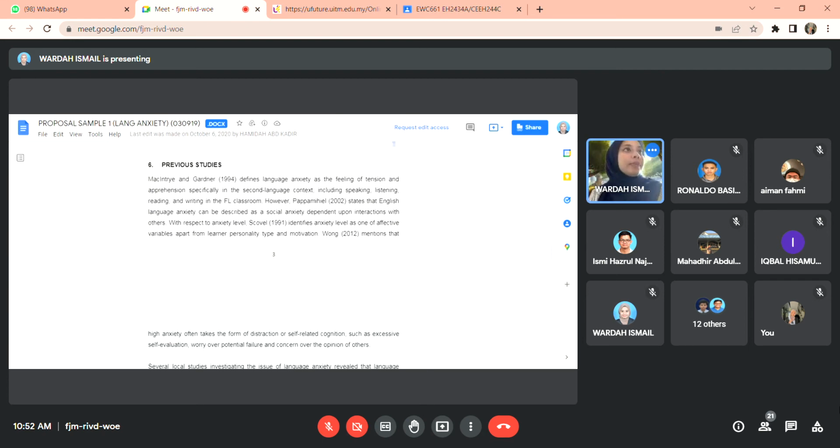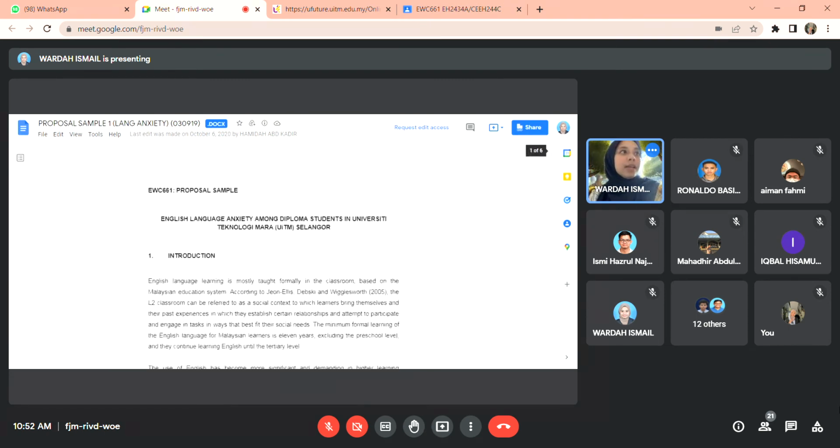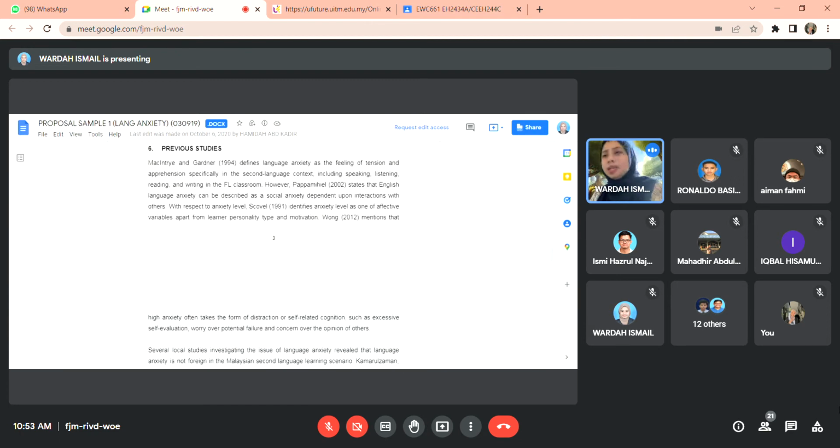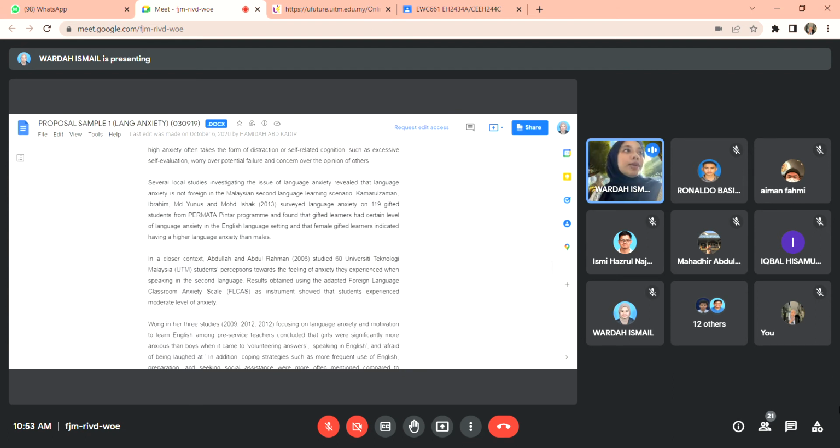For example, topik yang ni is about language anxiety. So previous studies, you cari je. For example, this one dia bagi definition first. Language anxiety tu apa? And then this one, several local studies investigating the issue of language anxiety. You tak perlu nak cari sebiji macam yang you punya topik. Yang related je macam pasal online shopping ke, spending habits, pasal video games. And then you put kat dalam previous studies.